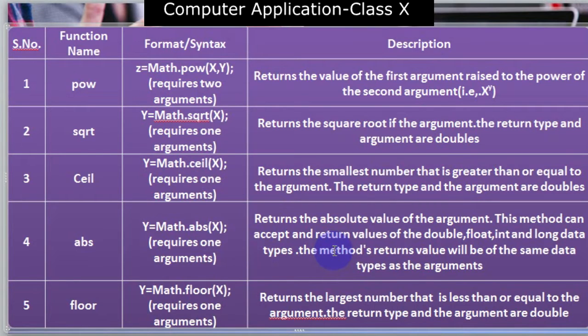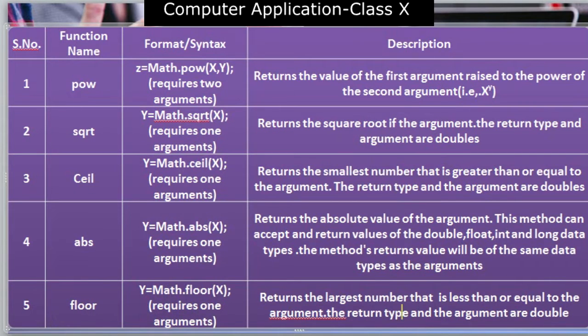So you should understand carefully. This segment comes in your annual examination, that is the ICSE board examination, where it carries just 2 marks or 4 marks. So you should understand pow is Math.pow(x, y), square root is y = Math.sqrt(x), ceil is y = Math.ceil(x), abs, absolute, is y = Math.abs(x), and floor is y = Math.floor(x).